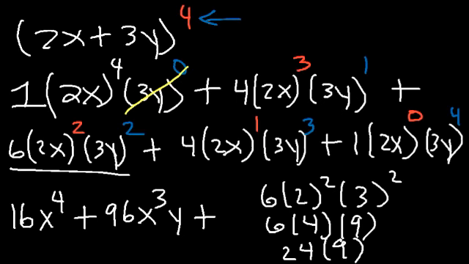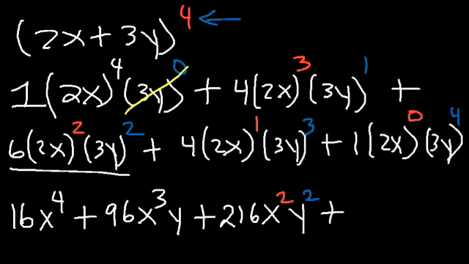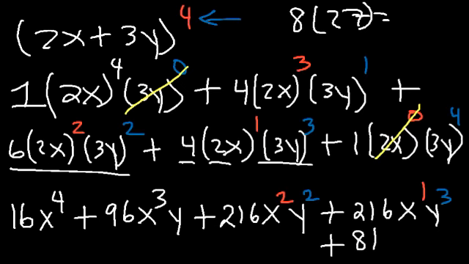Now what about the next one? So we have 4 times 2 to the first power times 3 to the third. 4 times 2 is 8. 3 to the third power, that's 3 times 3 times 3, that's 27. And 8 times 27 is 216. So this is going to be 216 x to the first power, y to the third. And then the last term, we don't have to worry about 2x to the 0, that's equal to 1. So we have simply 3 to the fourth power, which is 81, times y to the fourth.